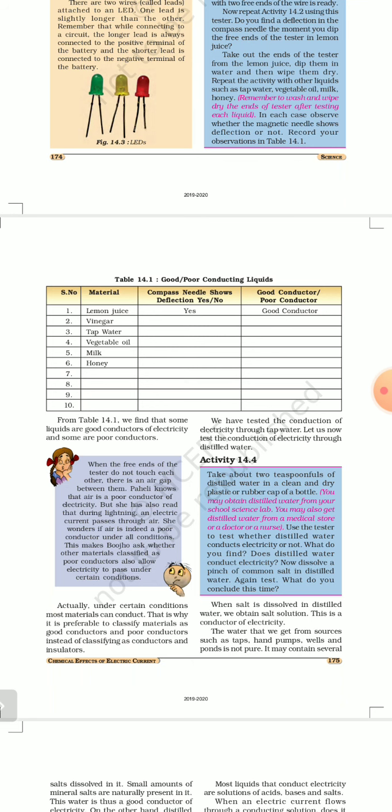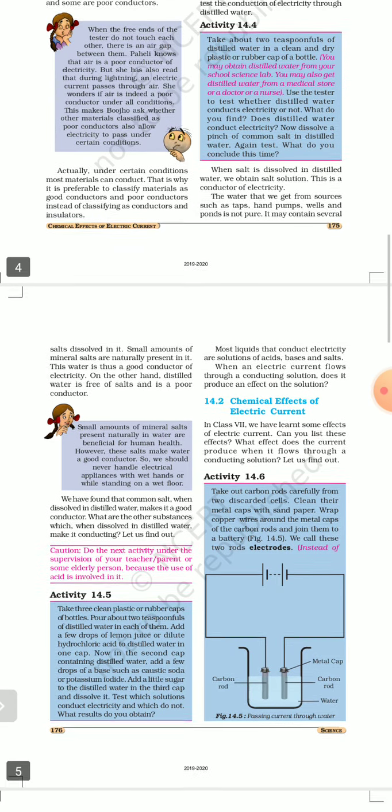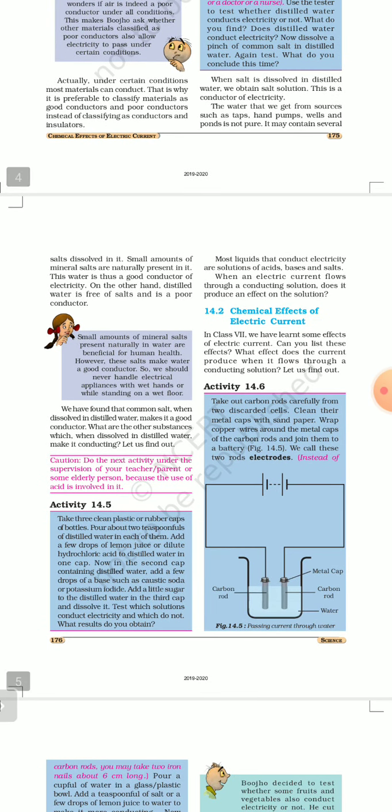Now we will discuss 14.2, that is chemical effects of electric current. In class 7, we have learned some effects of electric current. Can you list these effects? What does the current produce when it flows through a conducting solution? Let us find out. Activity 14.6.